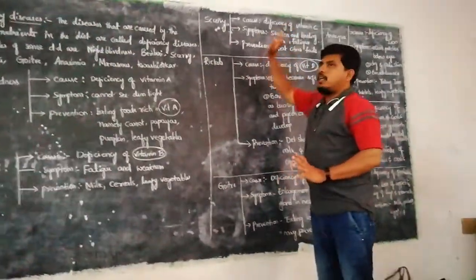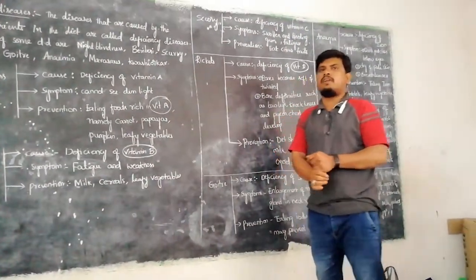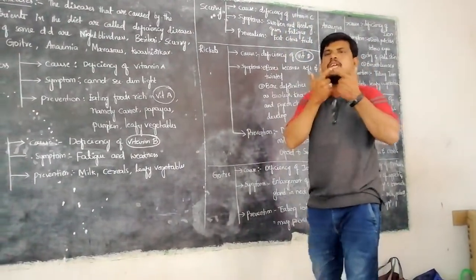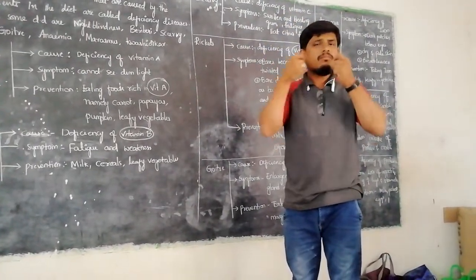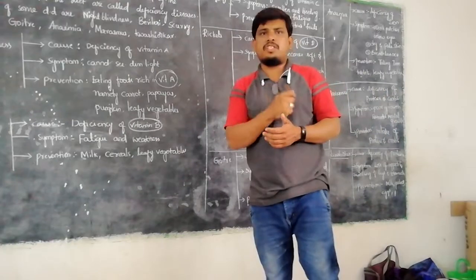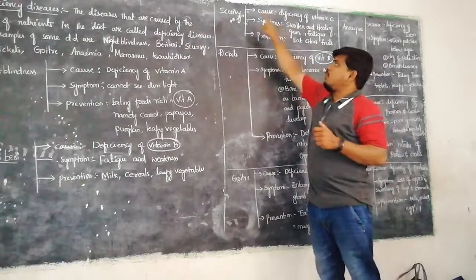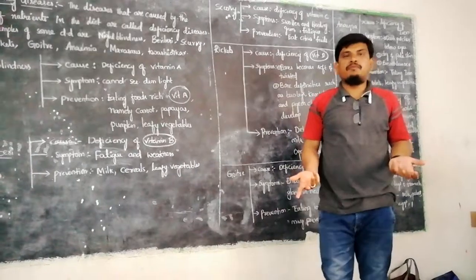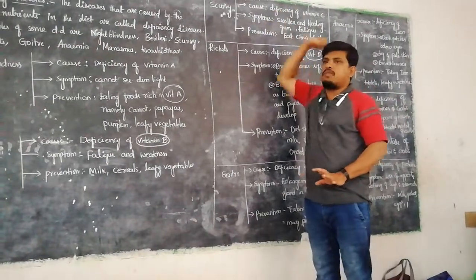Coming to scurvy, the cause is nothing but deficiency of vitamin C. Sir, what are the common symptoms we can see in the scurvy disease? Swollen and bleeding gums. Gums means, as we have seen, the white colored part is teeth. Above the teeth, we have gums in the mouth. Whenever you brush, if you find any blood while brushing, then you have to remember that your gums are a little bit weak and you are very near to having scurvy. Sir, what happens when the blood comes from the gums? Nothing happens. It is an indication that your body is lagging in vitamin C.